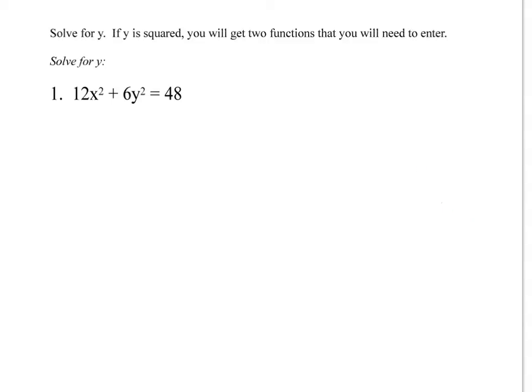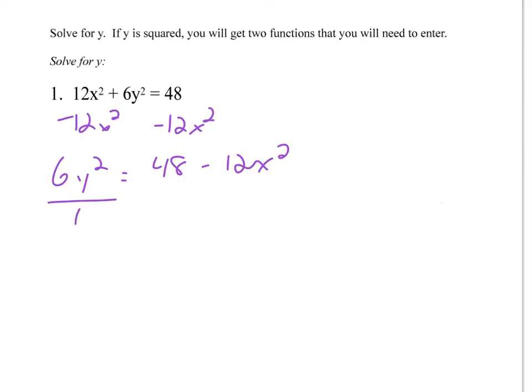How you graph a conic section is you solve for y and then plug them into your y equals on your graphing calc. So to solve this equation for y, I'm going to get y by itself, so I'm going to subtract the 12x squared on both sides. So I get 6y squared is equal to 48 minus 12x squared. I'm going to divide by 6. So we now have y squared is equal to 8 minus 2x squared.